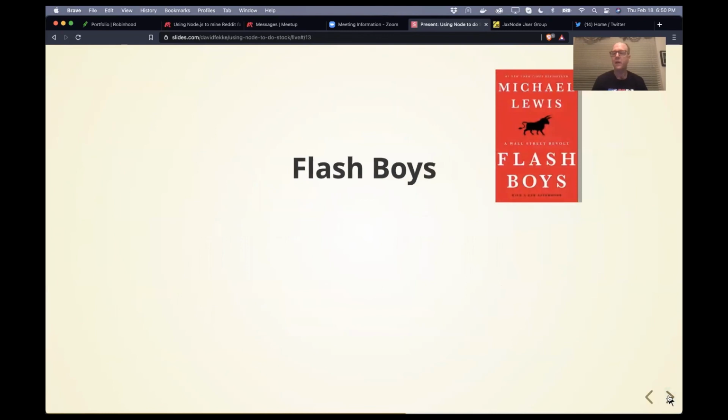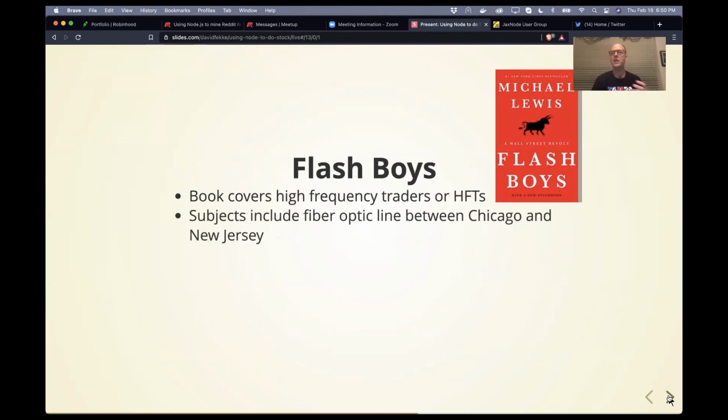Now, another book, which I think leads a little bit more into what we're talking about tonight, was this book that Michael Lewis wrote called Flash Boys. And most of what the book really talks about is high frequency traders and the effect they've had on the stock market. And so there's kind of three main subjects featured in the book. One is this fiber optic line that was built between Chicago and a data center in New Jersey. The data center in New Jersey is where the stock market is. So this is where the NYSE, NASDAQ, this is where they keep their servers.